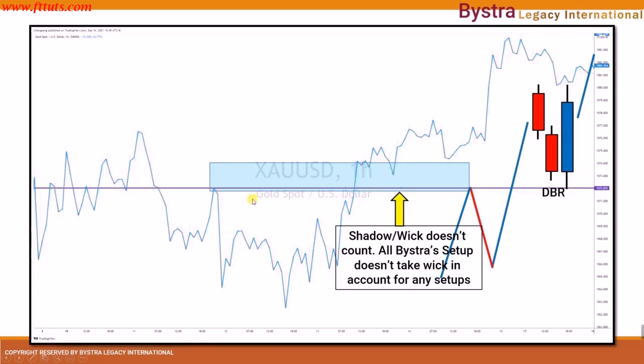So if we look at the line chart, you see guys, see this drop base rally is not even aligned here. It's not aligned together with this horizontal line. So this is very high risk. It's not even considered as a setup for SNRC2.